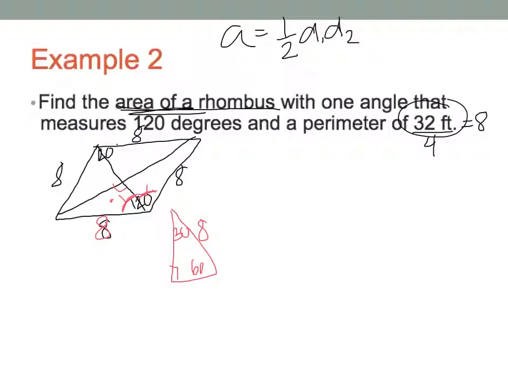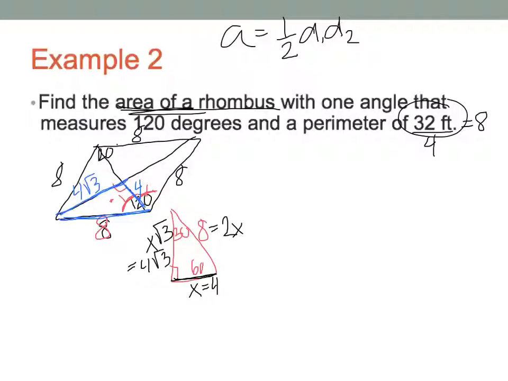Now, if this side here equals 2x, and this is x, and this is x root 3, I'm going to get x equals 4. So half of one diagonal is 4. And I'm also going to get that this side is 4 root 3. In other words, this is my 8, my hypotenuse. This here is my 4, and this side here is my 4 root 3.